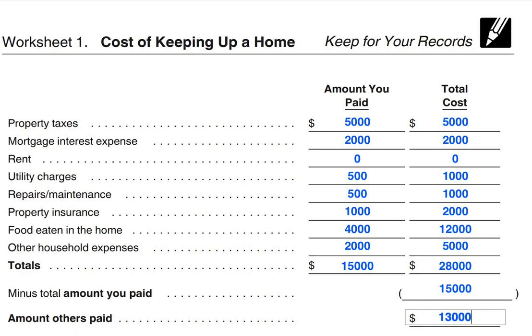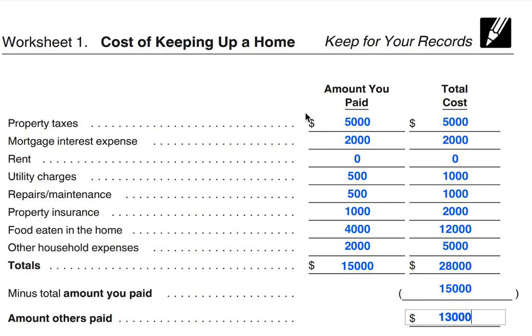So this worksheet is fairly straightforward. It takes into consideration some of the expenses that you can actually use to calculate the cost of keeping up a home. I will go through some of the expenses that you can't use, but as an example, it has property taxes, mortgage interest expense, rent. If you're doing one, you're probably not going to be doing the other. So if you're paying rent, you're probably not paying property taxes and mortgage expense. Utilities, repairs, maintenance, property insurance, the cost of food that you consume in the home, and then other household expenses.